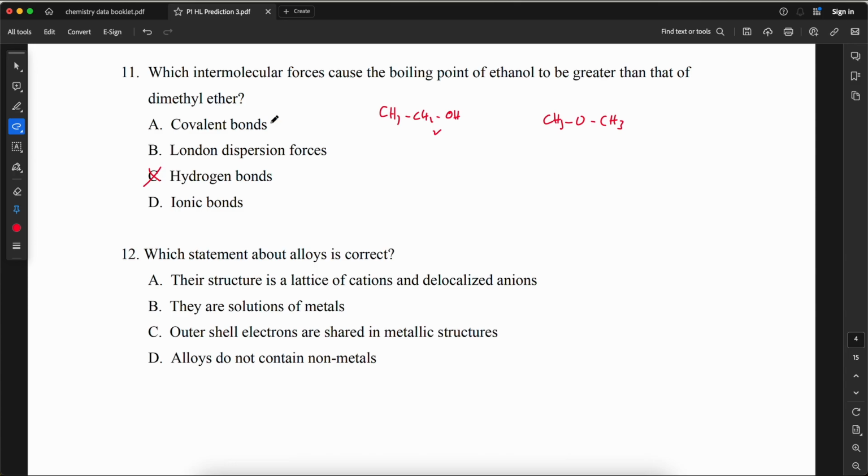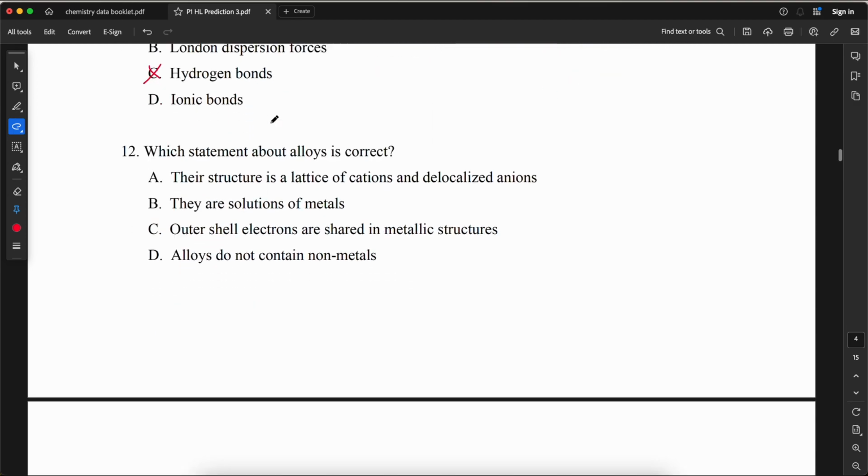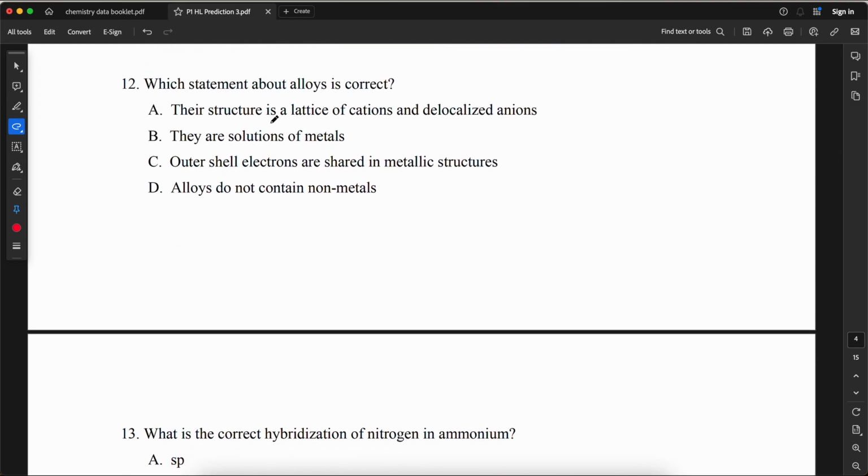So the intermolecular forces that make ethanol have a higher boiling point is because ethanol has hydrogen bonds. Which statement about alloys is correct? It's B. They are solutions of metal. Why is A not correct?